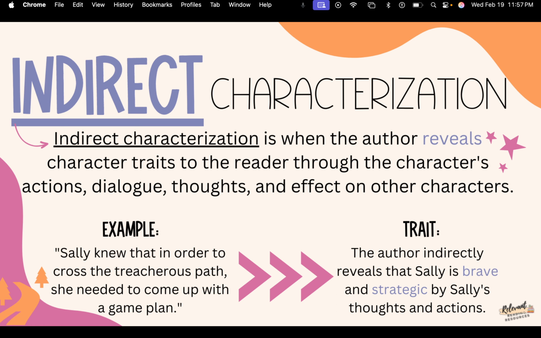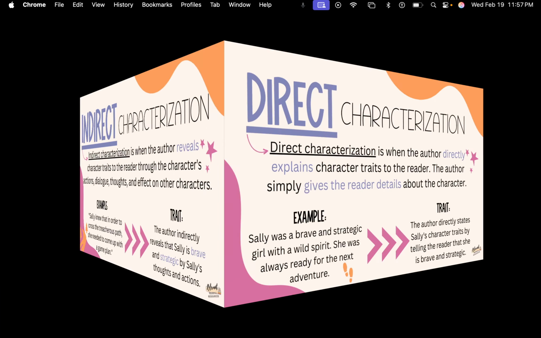So, for example, Sally knew that in order to cross the treacherous path, she needed to come up with a game plan. So, by knowing her thoughts and her actions, we understand that she is brave and strategic, even though the author didn't directly tell us.